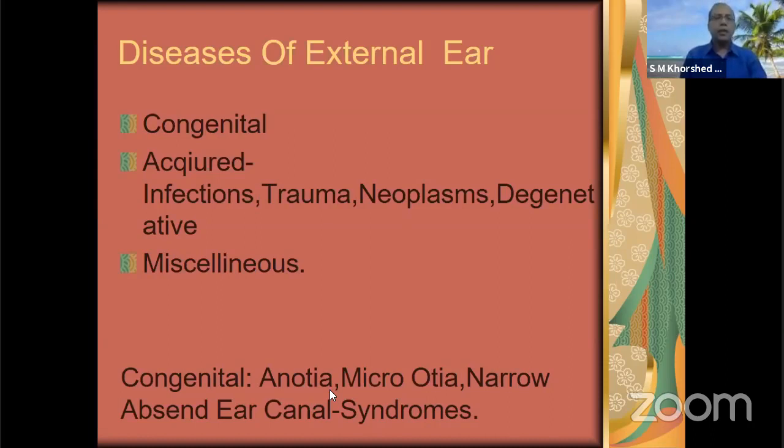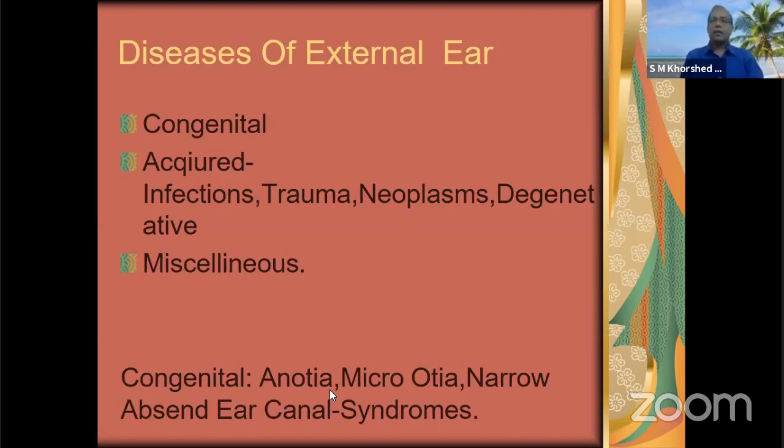The external ear, we have already discussed, is composed of the pinna and external ear canal. The tympanic membrane is part of the middle ear, though the outer surface of the tympanic membrane is skin, and all the diseases of the skin affect the outer surface of the tympanic membrane.